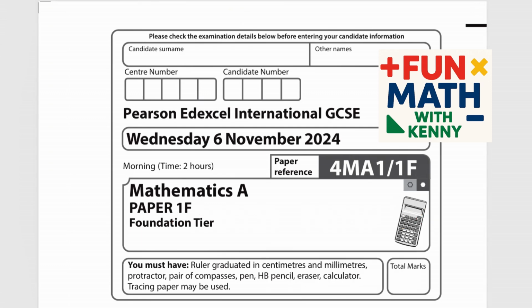Okay, we'll be going over this IGCSE paper. So if you're writing the IGCSE, we'll go through this paper.